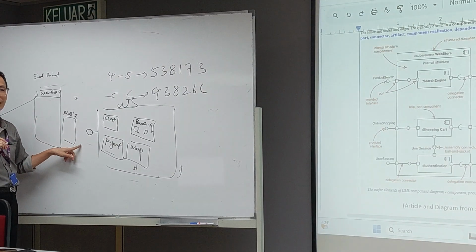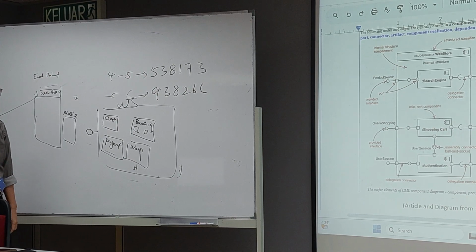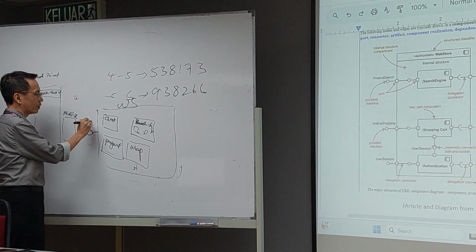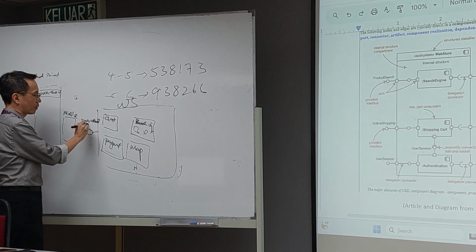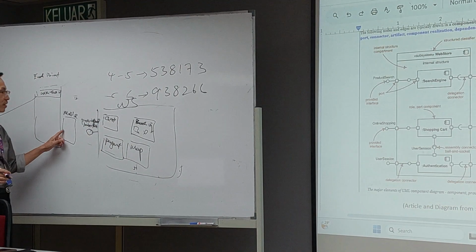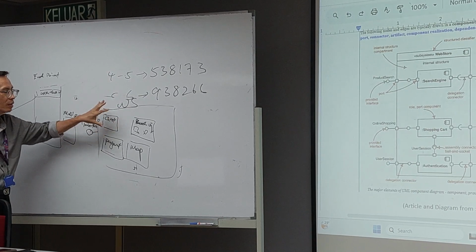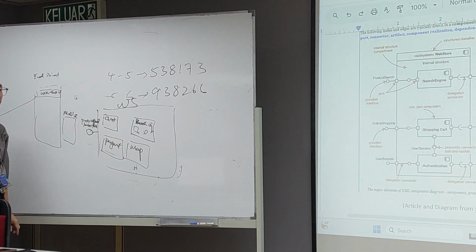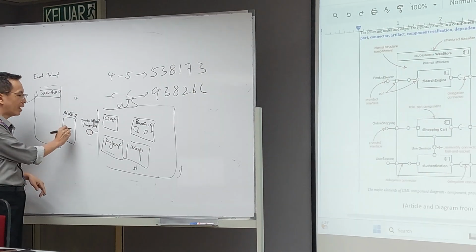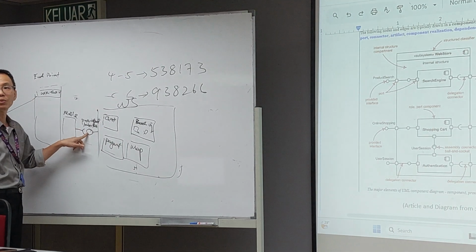This lollipop is called what interface? It is called a provided interface. What is meant by provided interface? Let's say I want to access a function in this WS. Then I have to connect to this interface, the provided interface, understand?